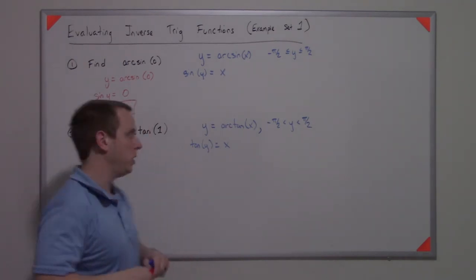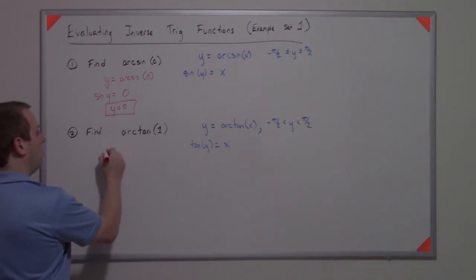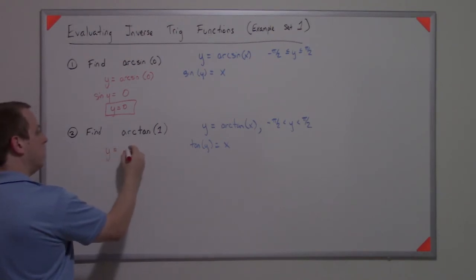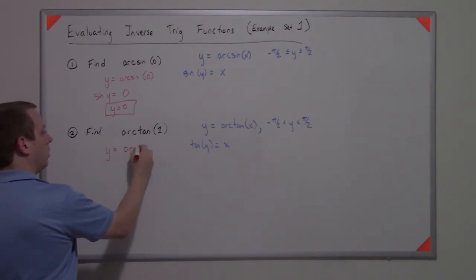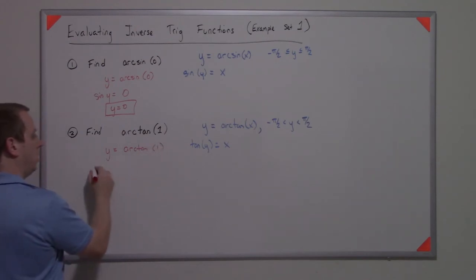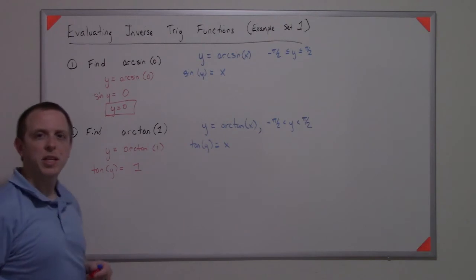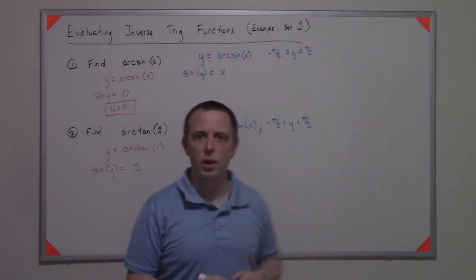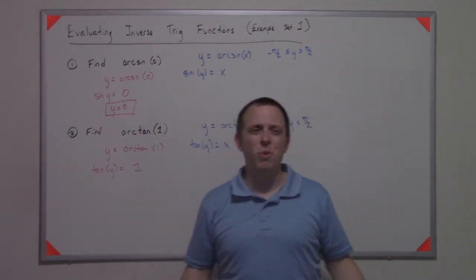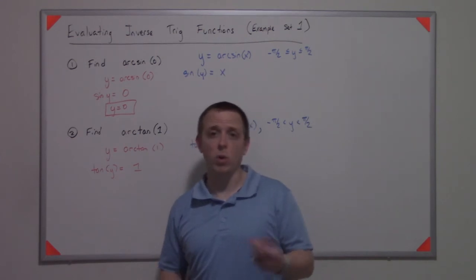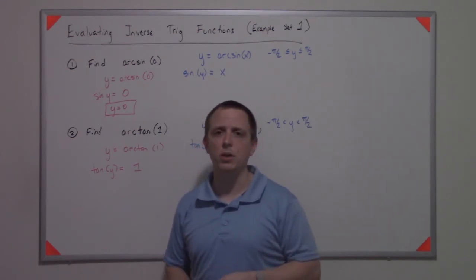We're going to rearrange this. We're going to say, okay, y is arc tangent of 1. That tells me that tangent of y equals 1. And you may say to yourself, I don't remember when tangent of y is equal to 1. Okay, that's reasonable. I understand that.